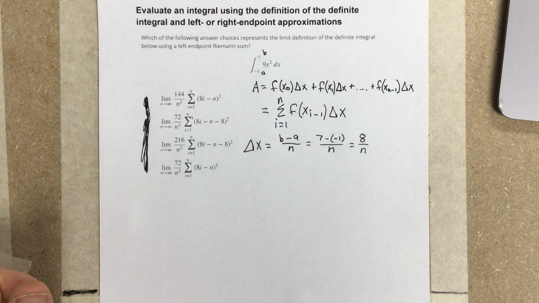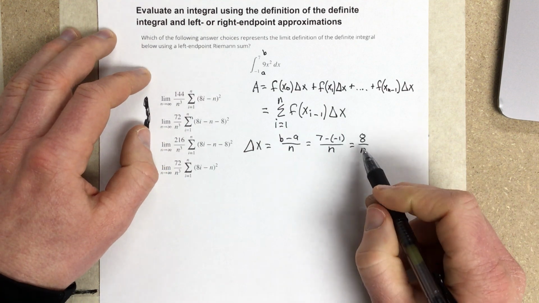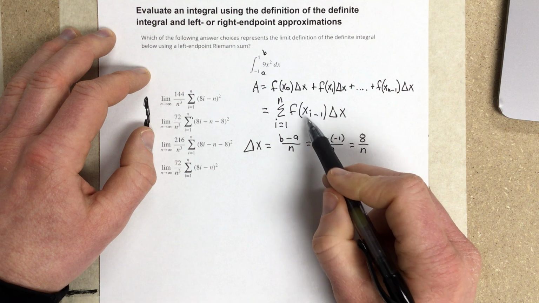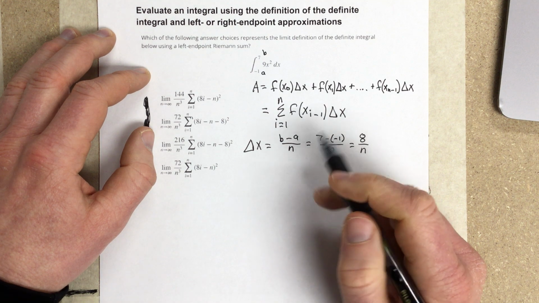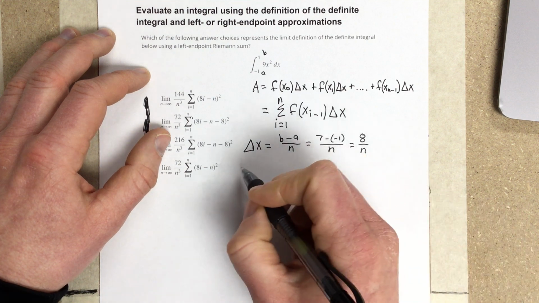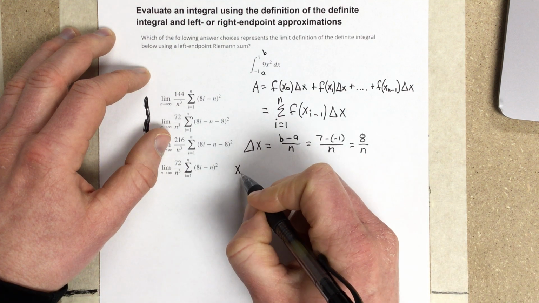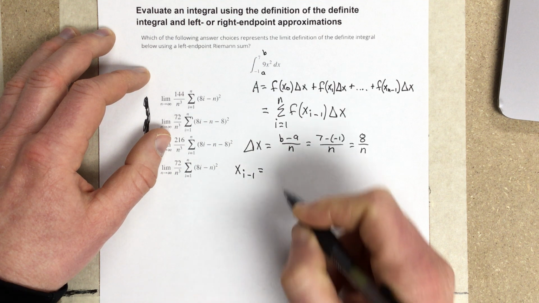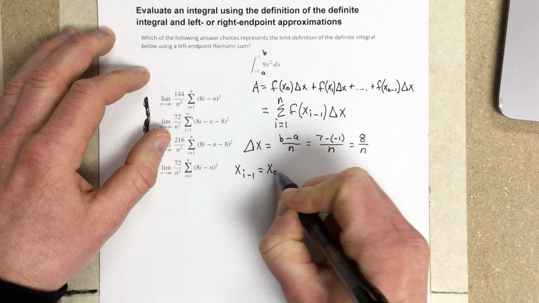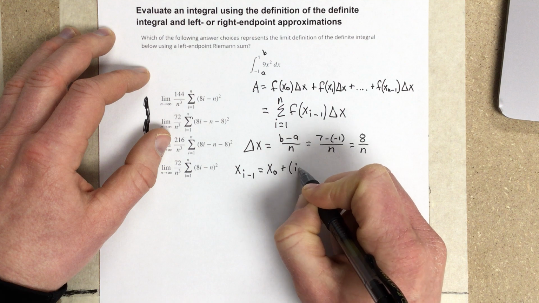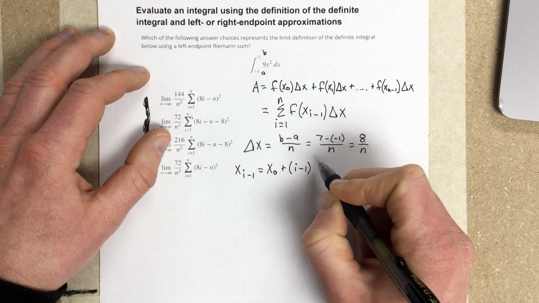So then, once we have this 8 over n part, we need to figure out what this x i minus 1 piece is, and how it relates in here. So we have x of i minus 1 is really equal to x sub 0 plus i minus 1 times change of x.